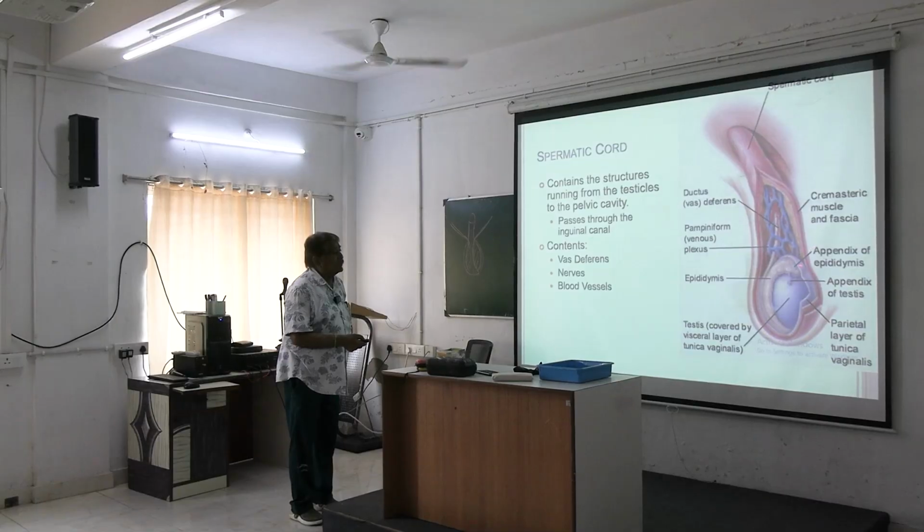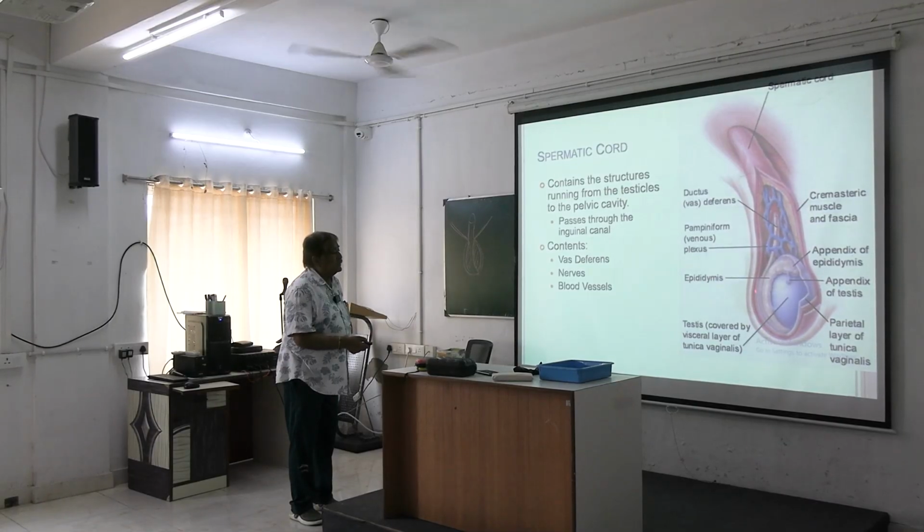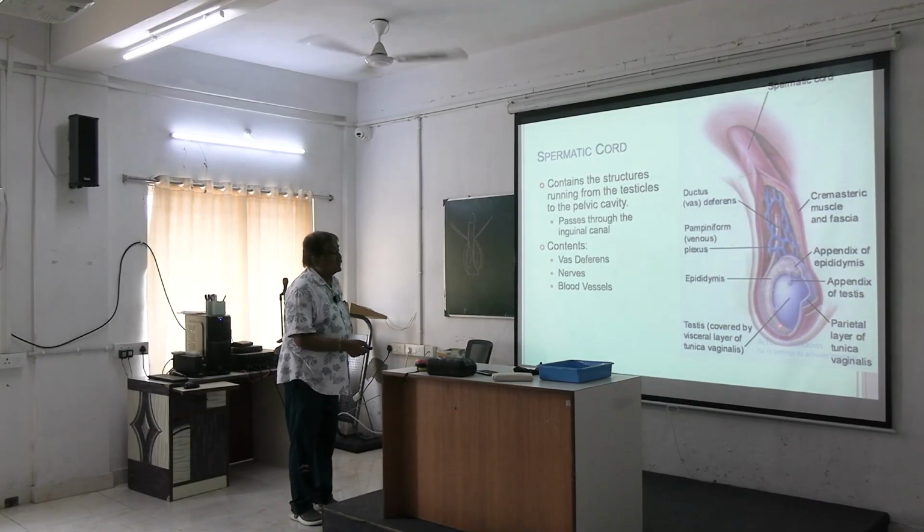See, this is the appendix of the epididymis. This is the epididymis. The testis is covered by the visceral layer, tunica vaginalis testis. Now, the parietal layer of tunica vaginalis.